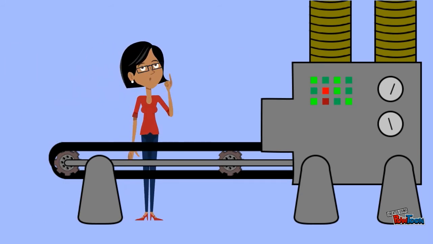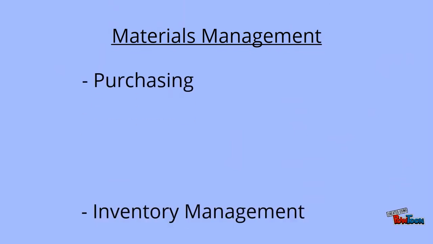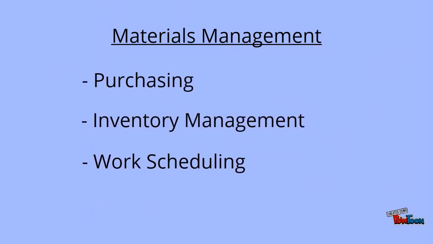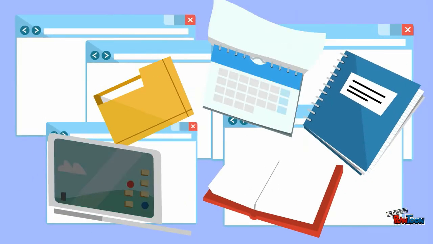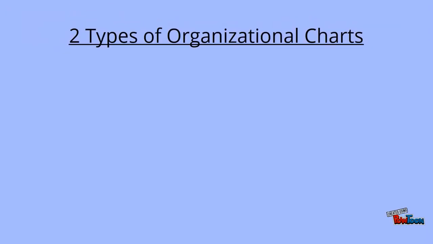In particular, they will be concerned with materials management, which involves purchasing, inventory management, and work scheduling. There are any number of ways to help organize and streamline these processes, and we'll be taking a look at 2 common types of charts that can help you visualize workflows: Gantt charts and PERT charts.